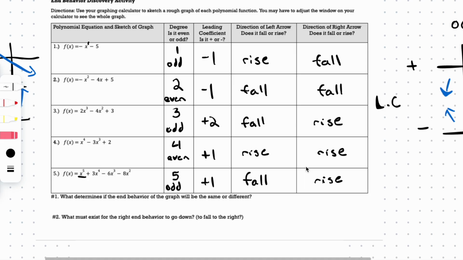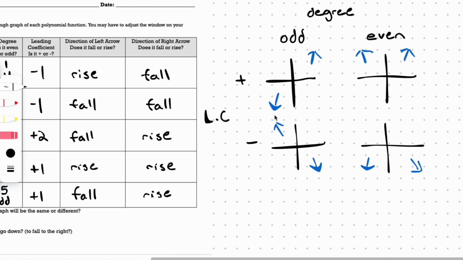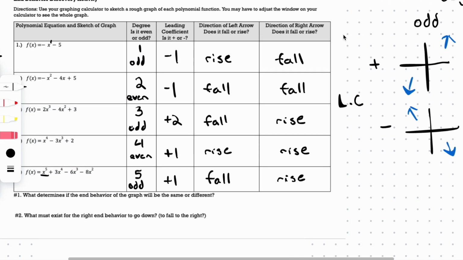So we're asked, what determines if the end behavior of the graph will be same or different? Well, we said here in odd functions, our end behavior for left and right arrows are different. Well, in even, they're the same. So we're talking about whether the degree is even or odd.